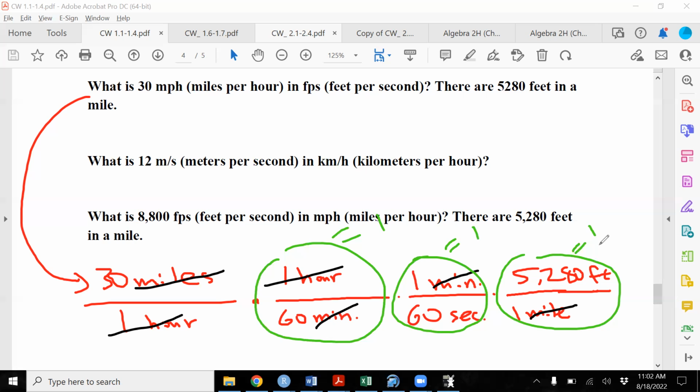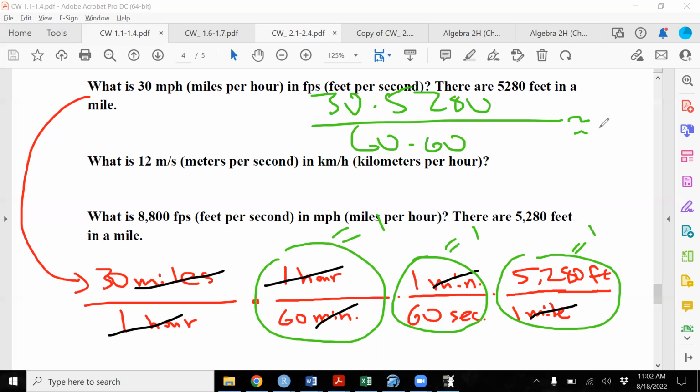So really, you're not changing the speed. It's not going faster or slower. It's the same speed. It's just that you're expressing it in different units. You're converting the units. That's all we're doing. And why do I set it up this way? So that these cancel, and then these cancel. And what am I stuck with? Feet and seconds. But you've got to compute all this. So you've got to do 30 times 5,280 over 60 times 60. And you punch it in the calculator and it spits out a number.